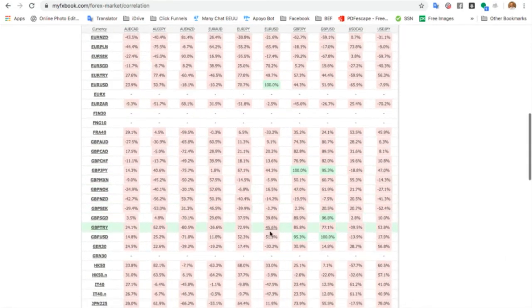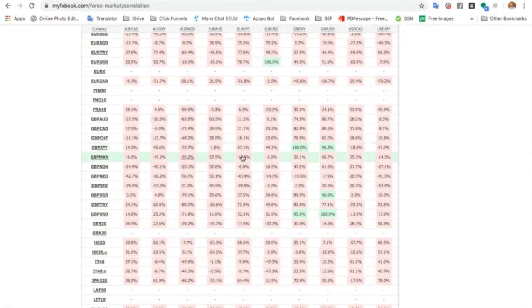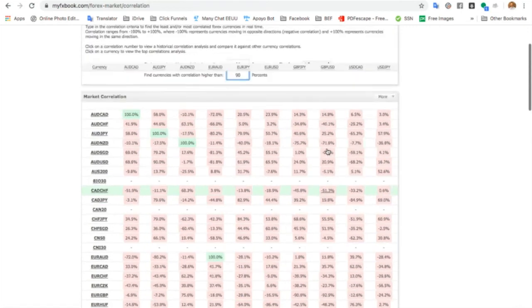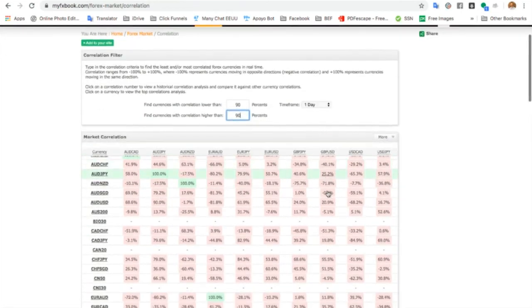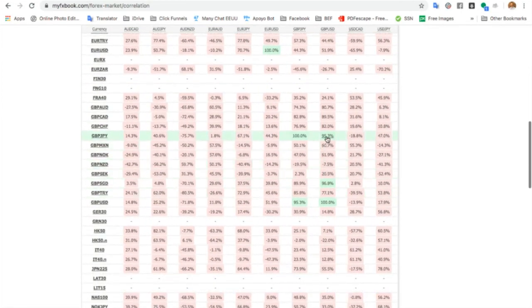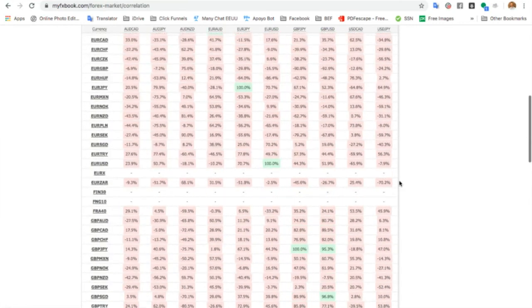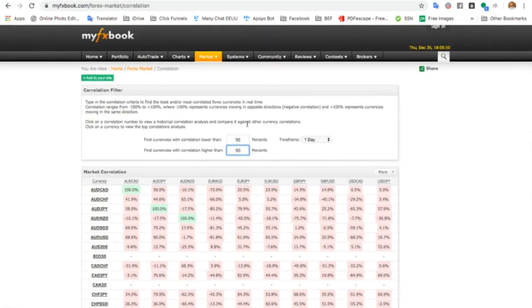But if you scroll down a little, for example, you can see here GBP-JPY and GBP-USD. Those two are very, very strongly correlated. Or you can see here as well, GBP-SGD and GBP-USD are also strongly correlated. GBP-USD and GBP-JPY are very strongly correlated. So you can use this to find the pairs that are strongly correlated, positively or negatively, to help you to know which pairs you should or shouldn't be trading at the same time.